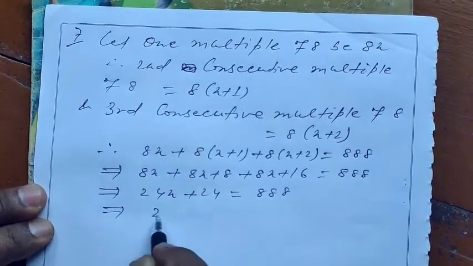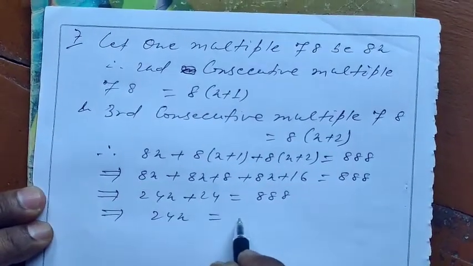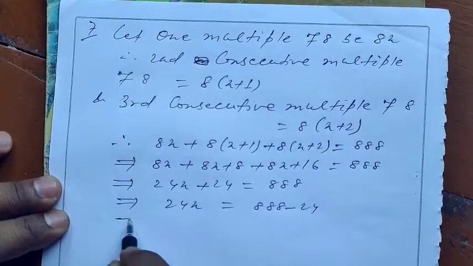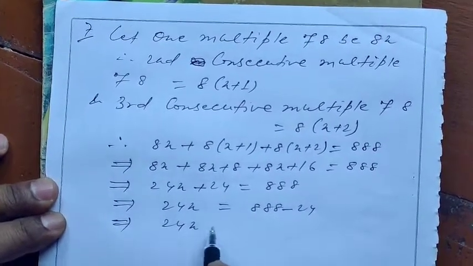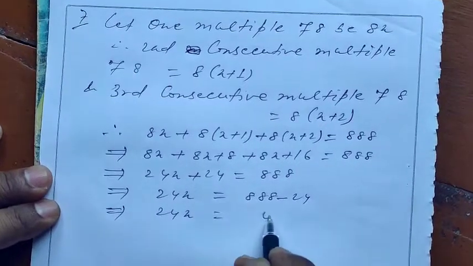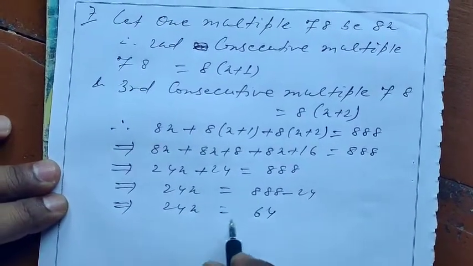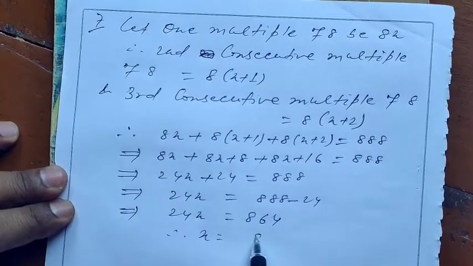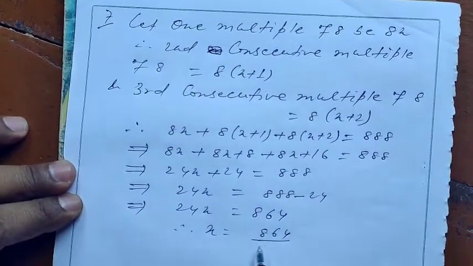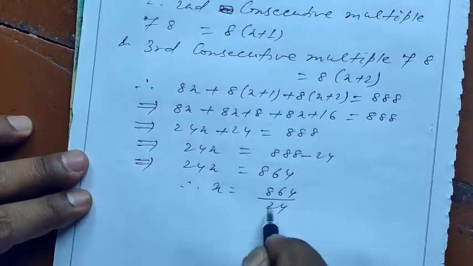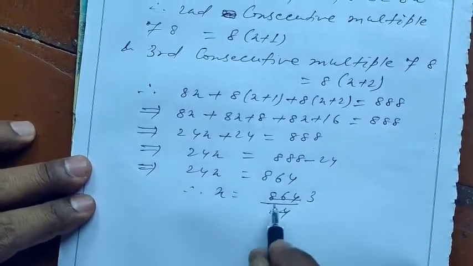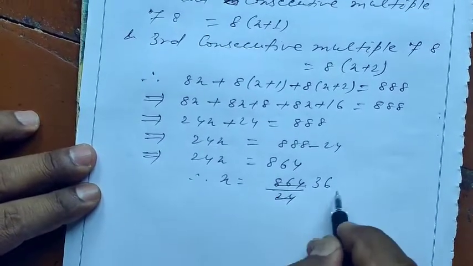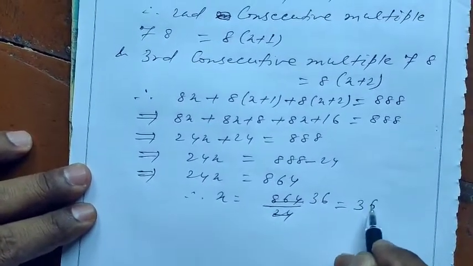Now 24x is equal to 888 minus 24. 24x is equal to 864. And therefore, x is equal to 864 by 24. 24 threes are 72, 24 sixes are 144. Value of x is 36.